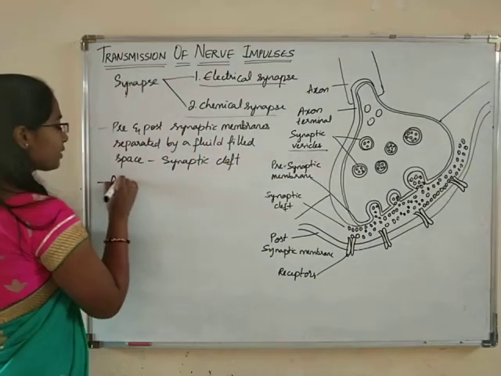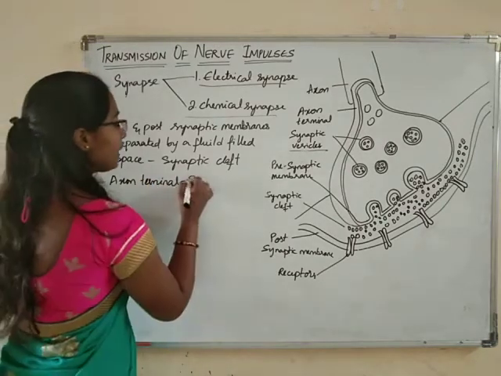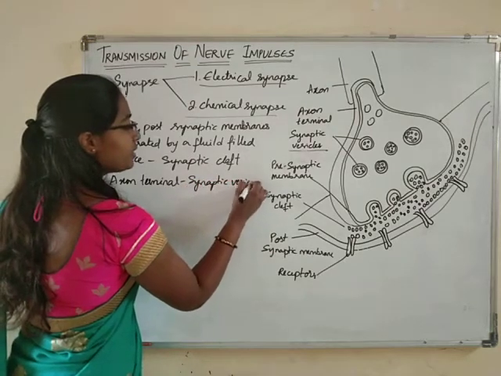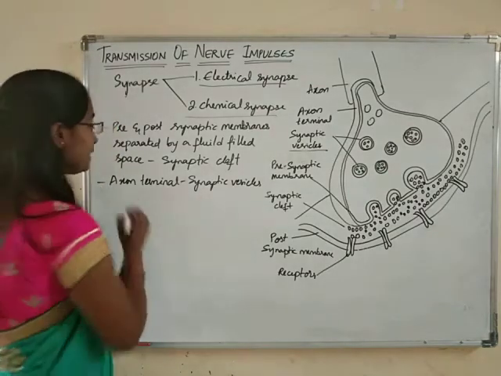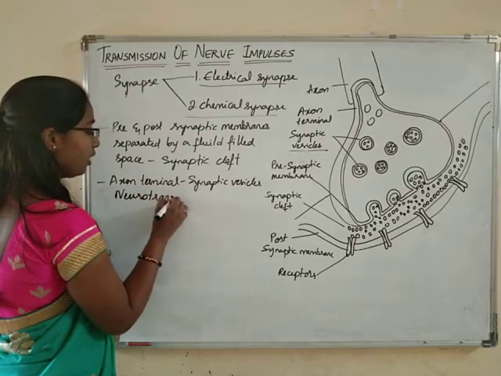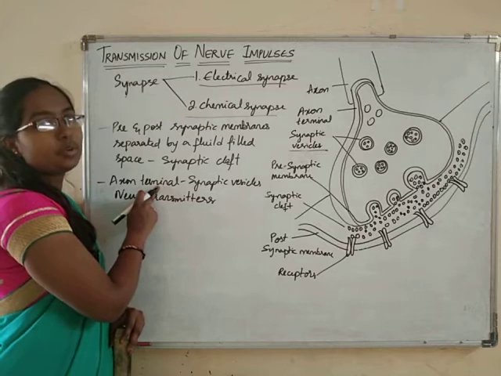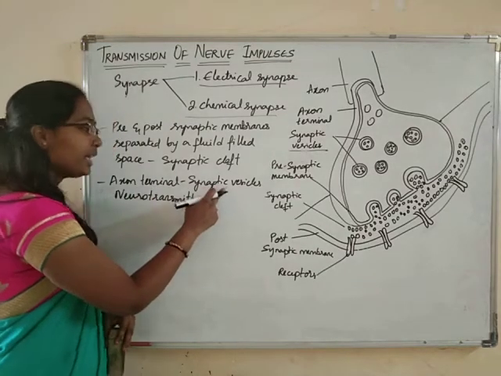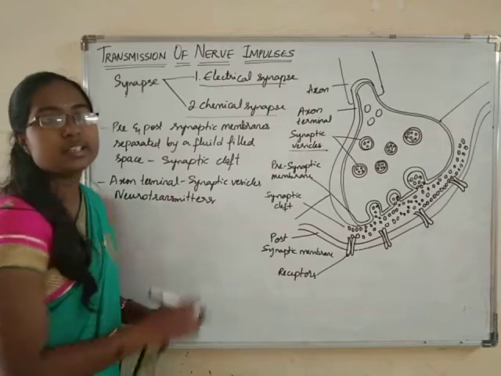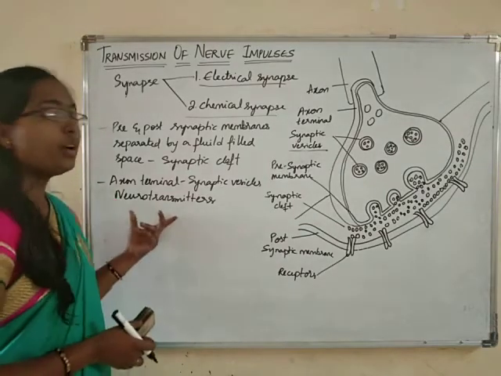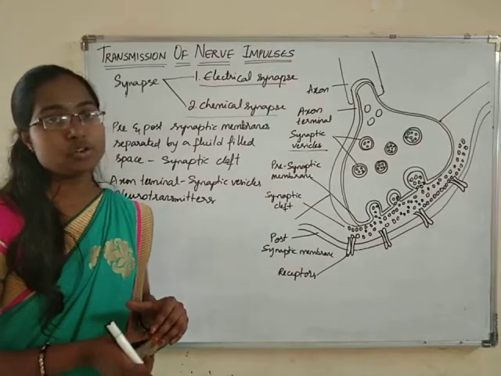In the axon terminal of the presynaptic neuron, there are synaptic vesicles, and these synaptic vesicles contain chemical signaling molecules called neurotransmitters. How these neurotransmitters help in the conduction of impulses, let us learn.